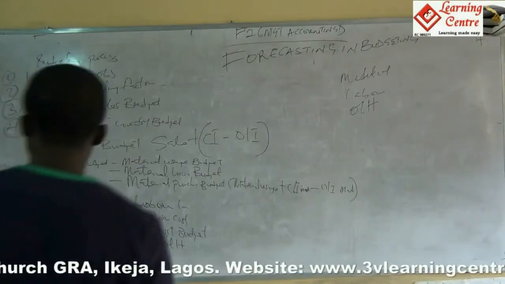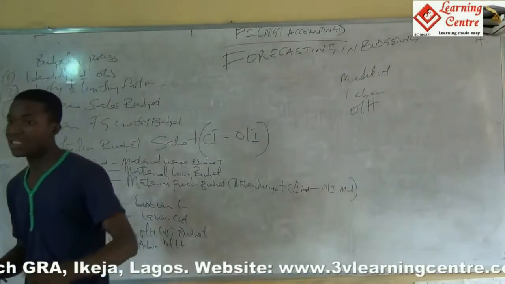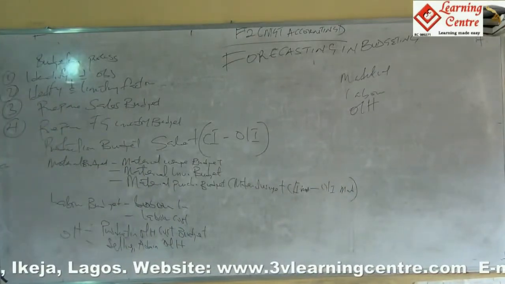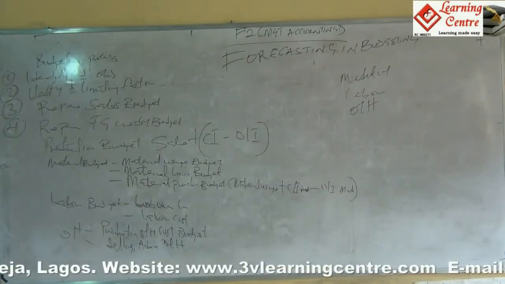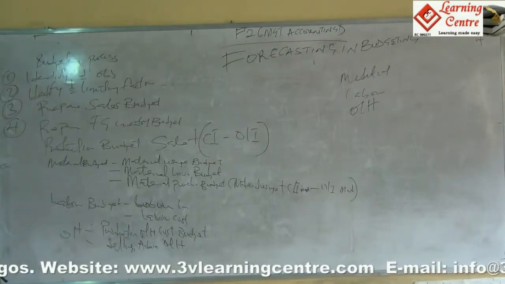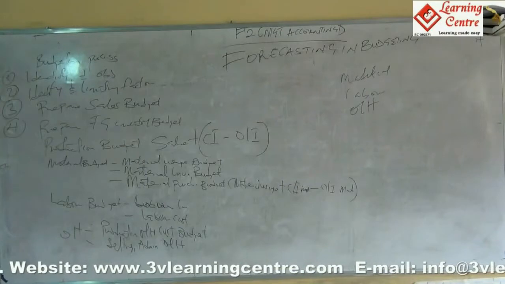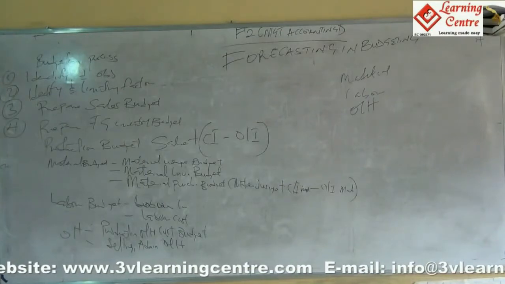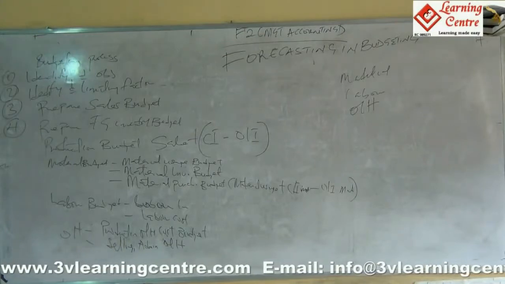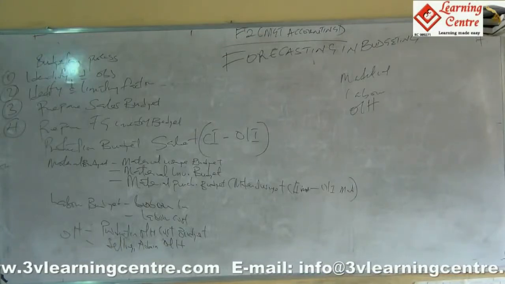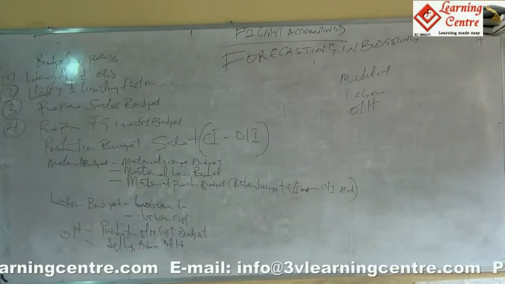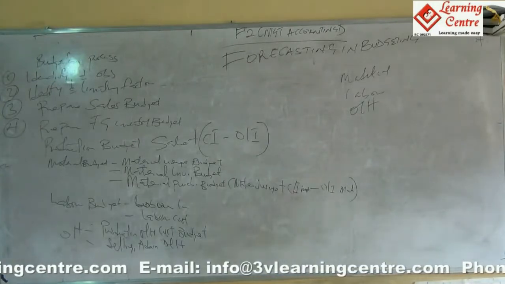After that you consolidate and then you prepare the cash budget. When you prepare the cash budget, you pass it forward to your superior for approval. And after that, you prepare your master budget. The master budget consists of three budgets, which are: the budgeted income statement, the budgeted financial position, and the budgeted cash flow. Okay? From that point, you do a periodic review.